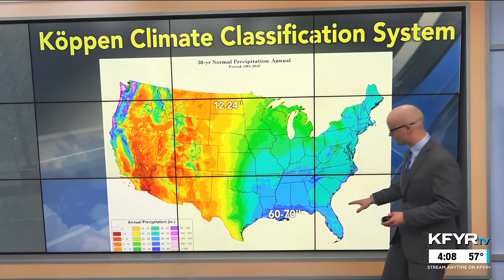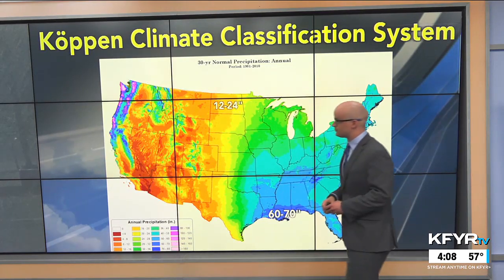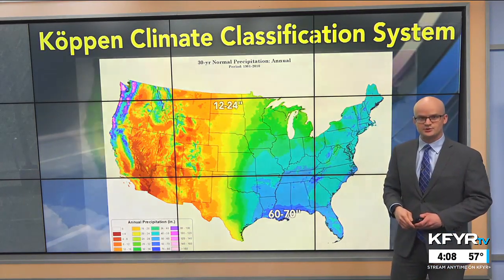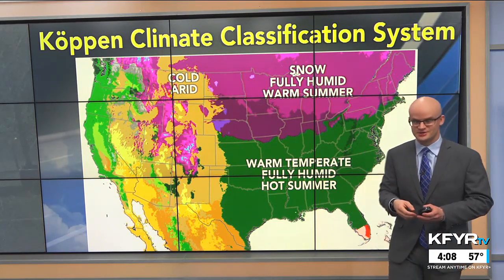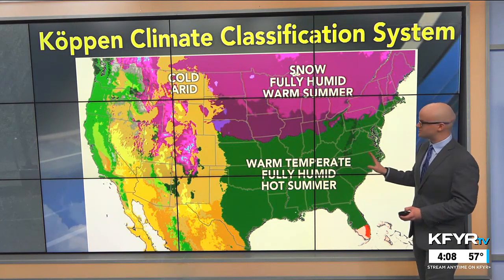And closer to the Gulf of Mexico, they get a lot more rain than we do here in the northern plains and over towards the western U.S. And remember, this is a climate classification zone based on local vegetation. So the precipitation plays a role in how much vegetation there is on the ground. And this is what that classification looks like across the United States.